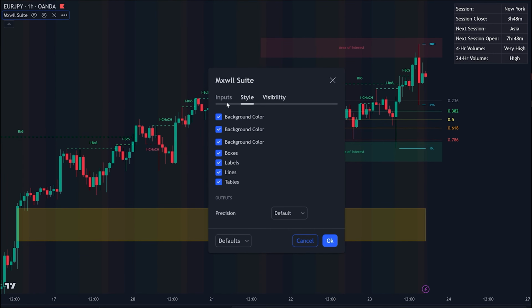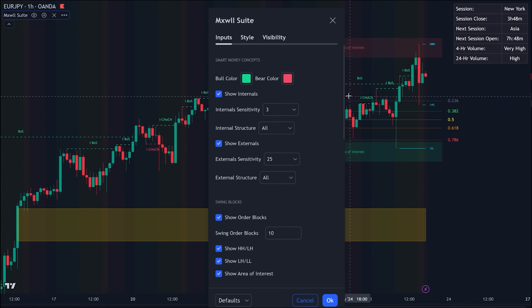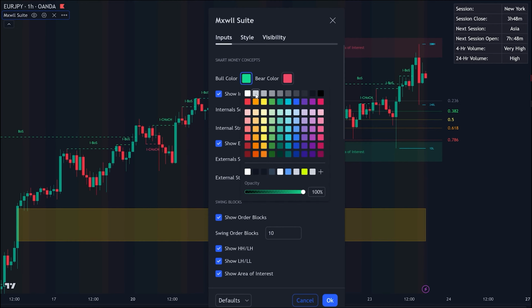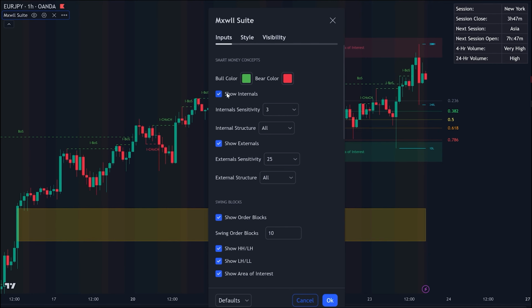In the input settings, you will find the bull and bear color. If you prefer, you can change the style colors. Modify the color settings to improve visibility or to match personal preferences or chart themes. You can choose to enable or disable the Show Internals option as per your preference. Adjust the internal sensitivity to fit your trading style. Higher sensitivity for day traders, lower for swing traders.